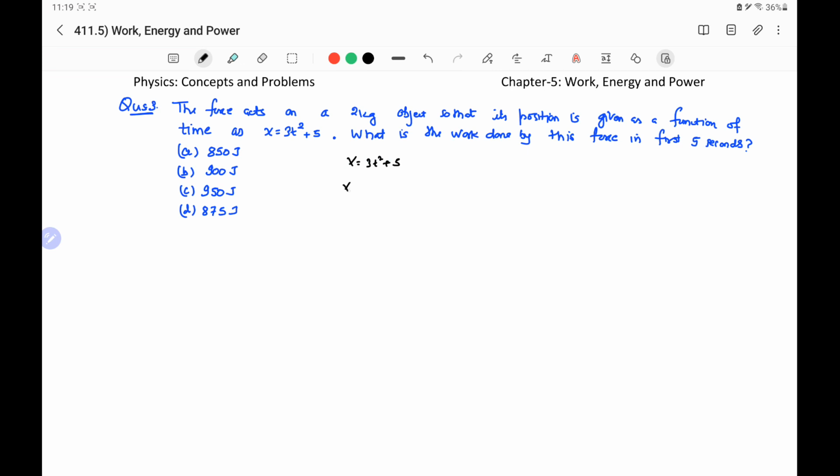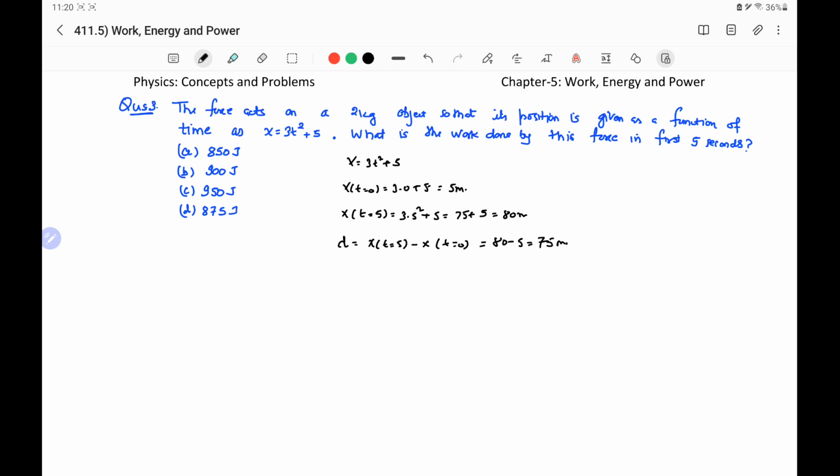So initially, the position at time t equal to 0 will be 3 into 0 plus 5, that is equal to 5 meter. And at t equal to 5 seconds, it will be 3 into 5 square plus 5, that is equal to 75 plus 5, that is equal to 80 meter. So displacement will be equal to x at t equal to 5 seconds minus x at t equal to 0, that is equal to 80 minus 5, that is equal to 75 meter. So we say that body is moving along the x-axis.